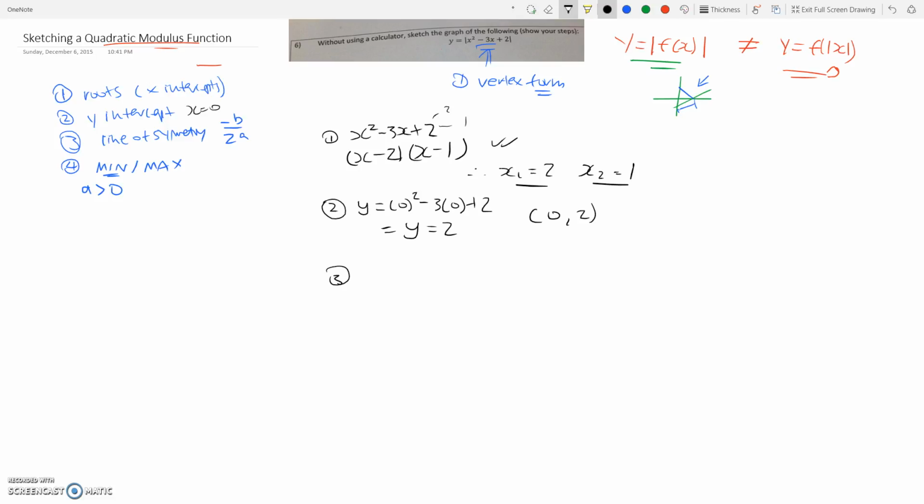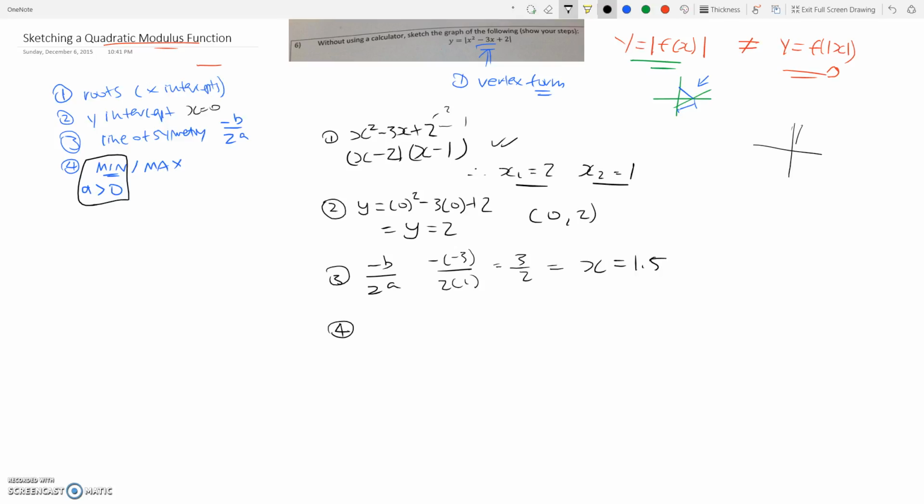Third of all, we have to find the line of symmetry, which is given by minus b over 2a. In this case, this would be minus minus 3 divided by 2a, which would give you 3 over 2. Therefore, the line of symmetry is x equals 1.5. And number 4, we already know that. Minimum or maximum? It's a minimum.